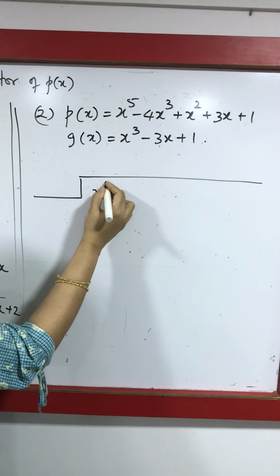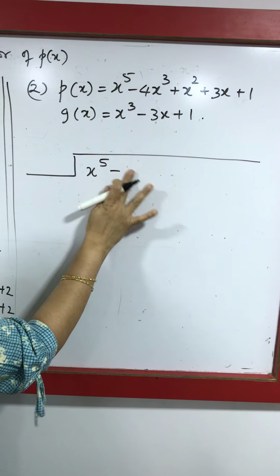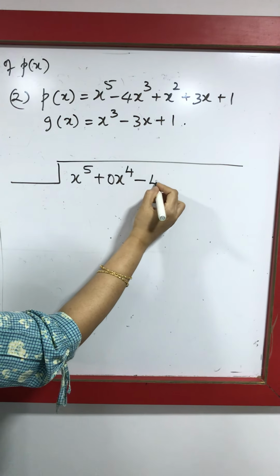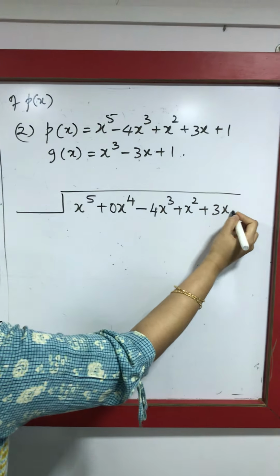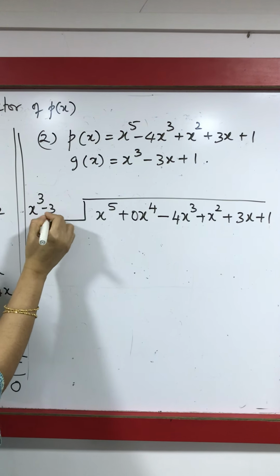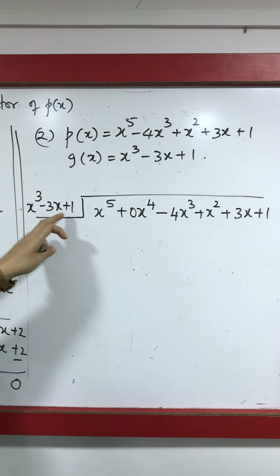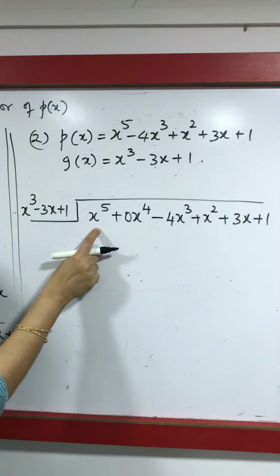This is x raised to 5 minus 4x cube. X raised to 4 is not there, so we write 0x raised to 4 minus 4x cube plus x square plus 3x plus 1. We divide it with this divisor. Divisor may not be written in standard form. To find the first term, we divide these two.